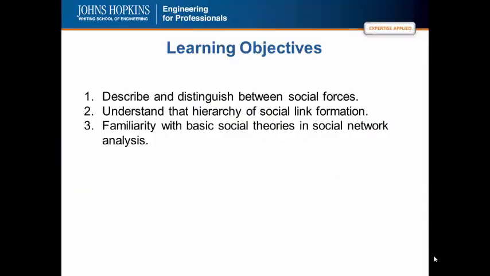There are three learning objectives for this lecture. The first is to describe and distinguish between social forces. Social forces are the things that compel two people to interact in some form of relationship.